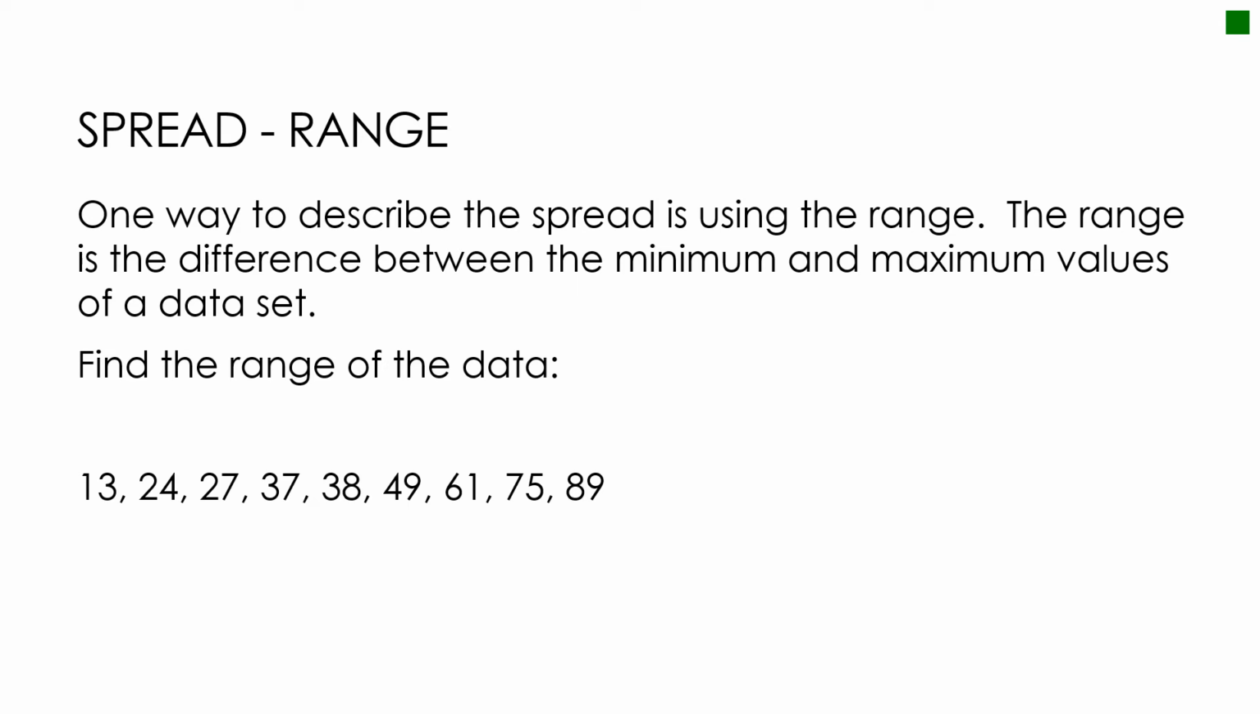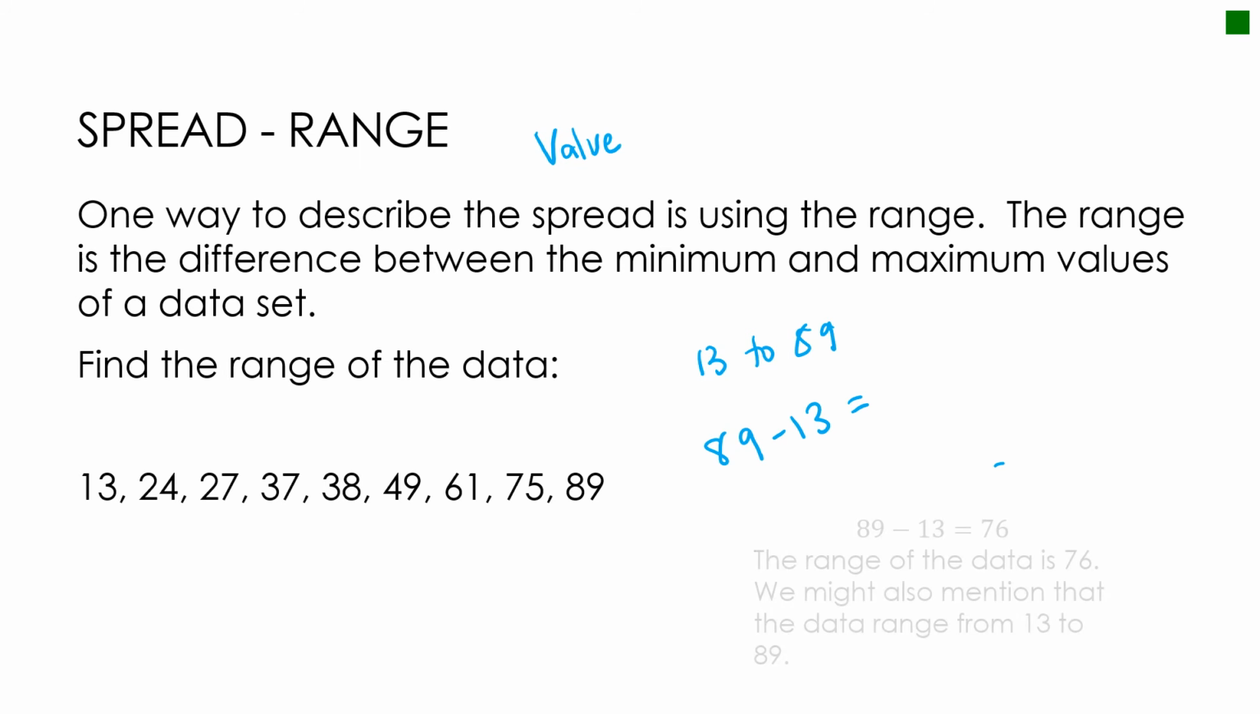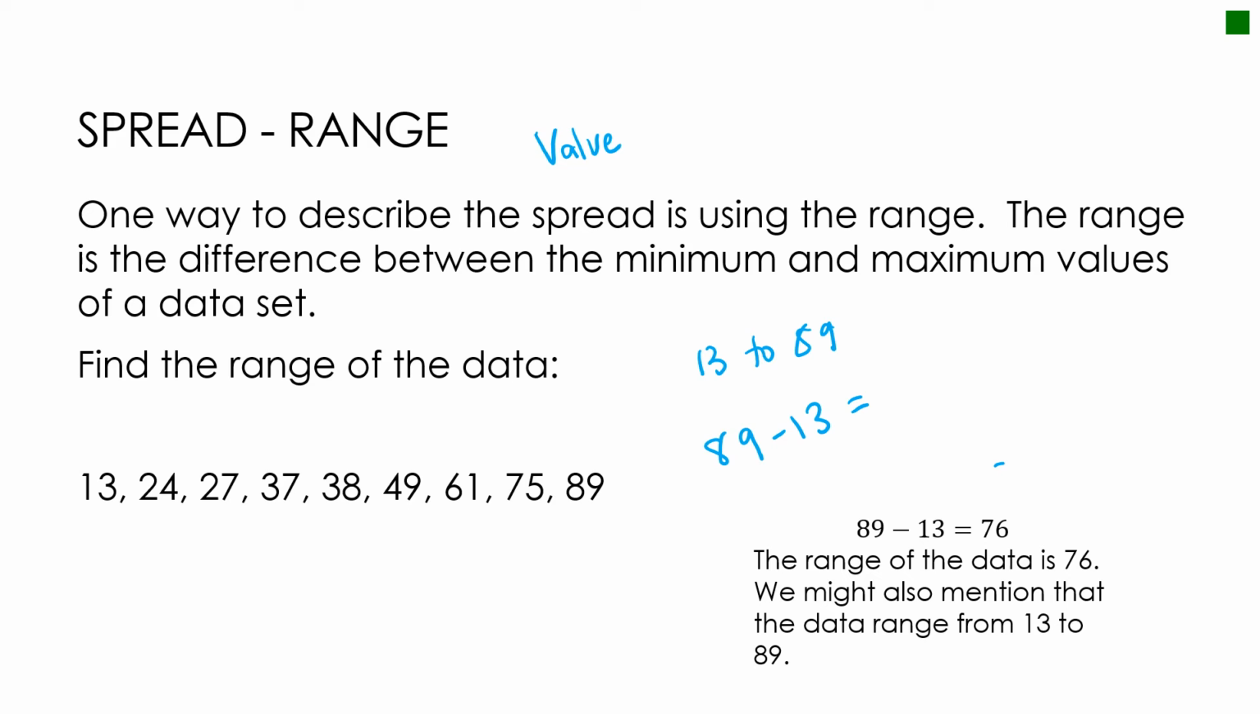And the range of our data, the important thing to remember here is that it's a value. So a lot of people look at my data set and say my range is 13 to 89. Well, my data certainly does range from 13 to 89, but my value of my range is found by subtracting greatest minus least. So my range of my data here would be 76. And that is the number that I would say. So the value of my range would be 76.